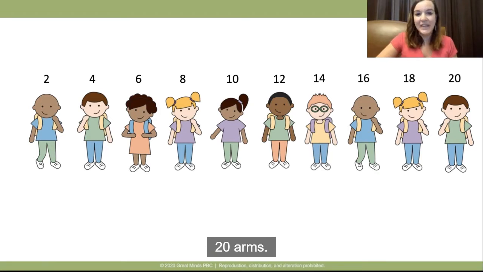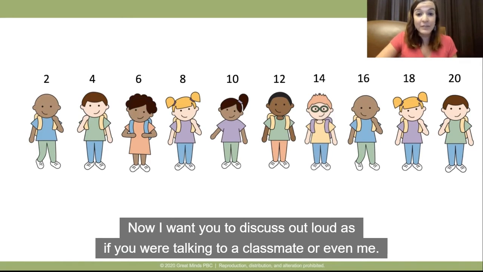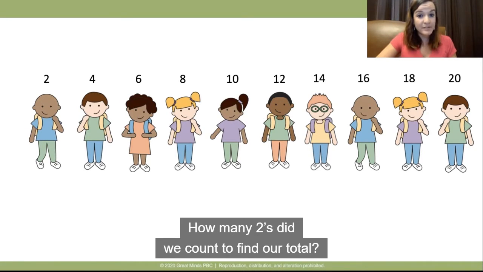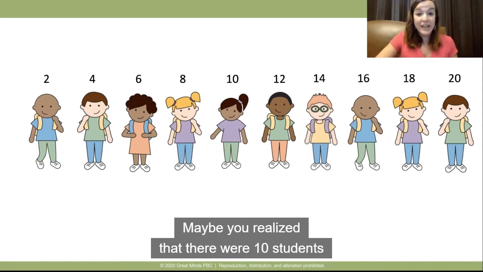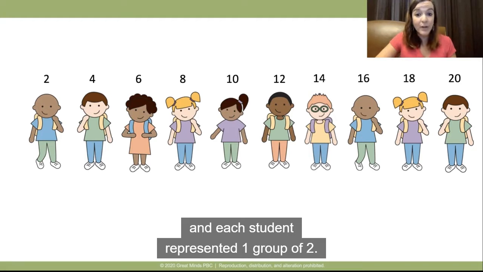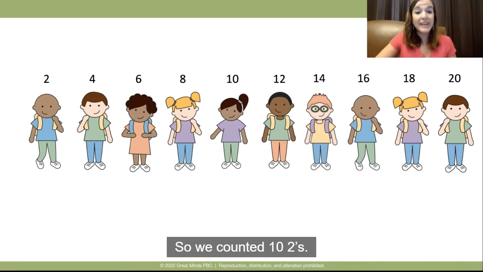20 arms. Now I want you to discuss out loud as if you were talking to a classmate or even me. How many 2s did we count to find our total? Maybe you realized that there were 10 students, and each student represented one group of 2. So we counted 10 2s.